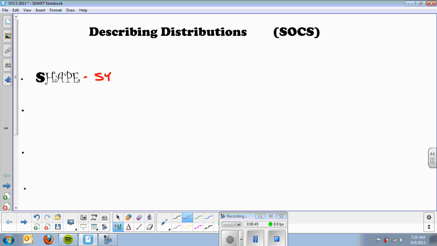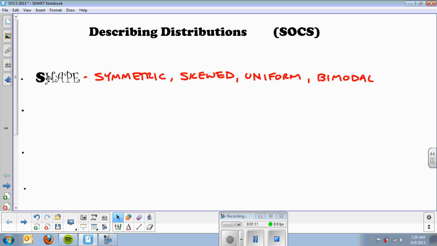The shapes that we're going to focus on are symmetric, skewed, and that can be right or left, uniform, same amount, and bimodal, 2 modes, and we'll focus on that in the next slide. The O stands for outliers. Are there any outliers in the data? Those are numbers that don't fit. They're either really high or really low, and they don't fit the overall averages.